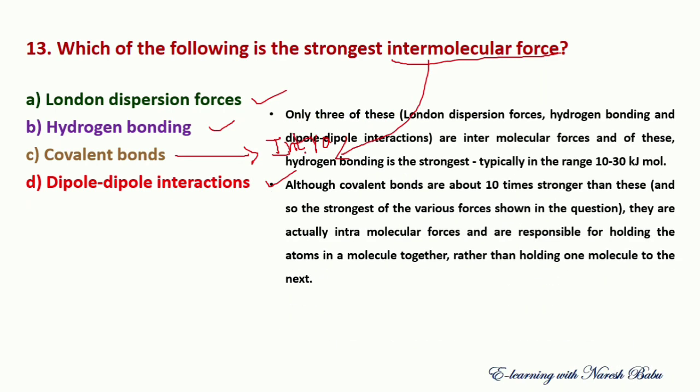Among these three, which one has the strongest intermolecular bond? Only London dispersion forces, hydrogen bonding and dipole-dipole interactions are intermolecular forces, and hydrogen bonding is the strongest, typically in the range of 10 to 30 kilojoules per mole. A covalent bond is about 10 times stronger than all these types of interactions, but it is an intramolecular force. So the strongest intermolecular force is hydrogen bonding.